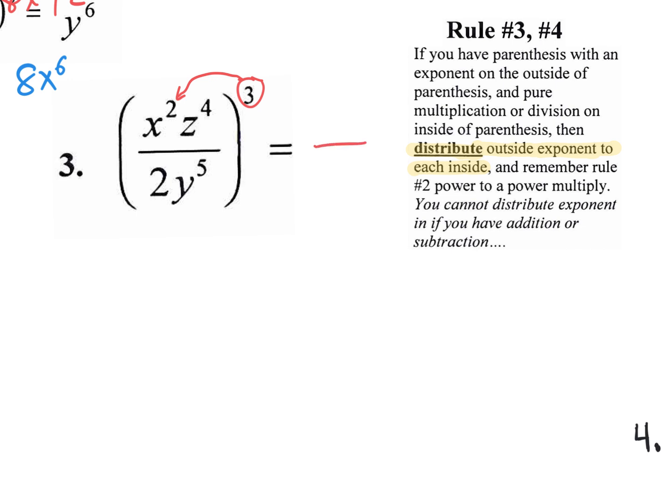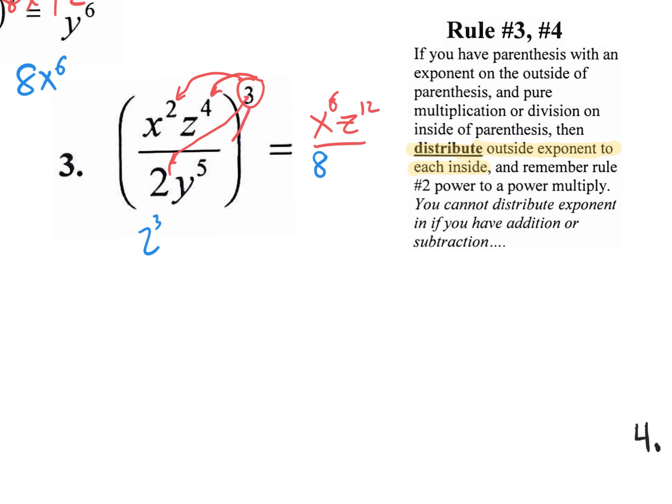So when I write my answer over here, it's going to be x to the 6th. And then 3 times 4, because power to a power you multiply, you're going to have z to the 12th. And then distribute 3 times, there's an invisible 1. It's not 3 times 2. Don't write 6 down there. There's an invisible 1 right here. So 3 times 1 is 3. And if you think about what 2 to the 3rd actually is, it's actually 2 times 2 times 2, which is 8 on the bottom.